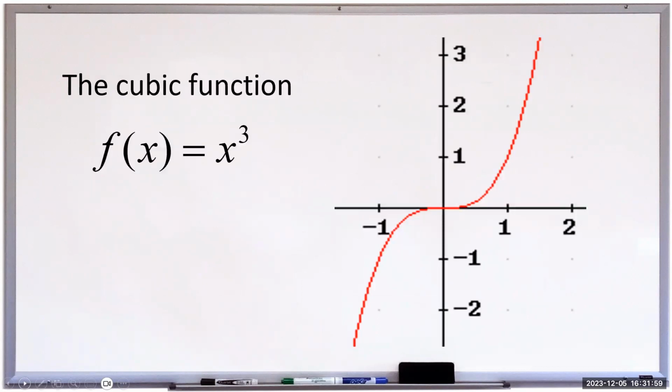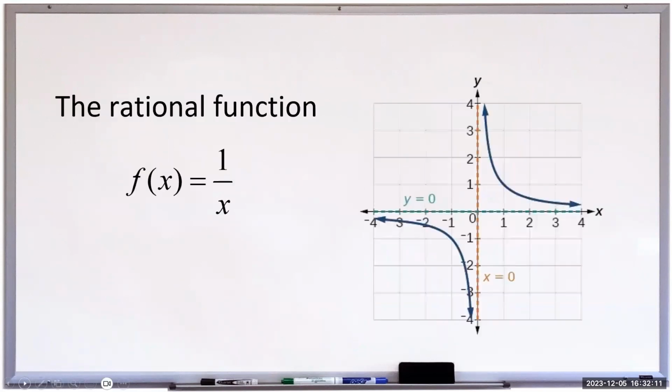Next, you have also the parent function of a cubic one. F of x is equal to x cubed. So the graph of it is this one. The basic rational function f of x is equal to 1 over x, wherein the vertical asymptote is at the y-axis and the horizontal asymptote is at the x-axis.